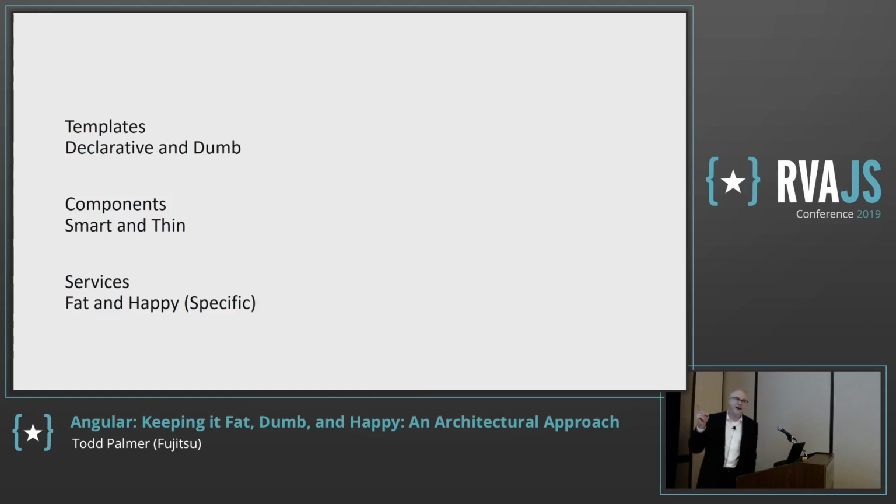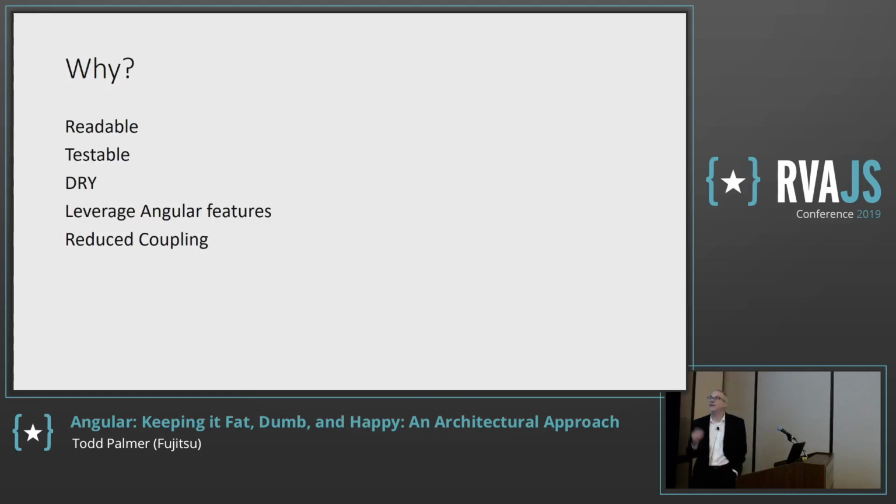So this is the main slide. If you remember this and don't remember anything else in the talk, that'll be fine. This is the one. Your templates should be declarative and dumb. Your components, try to keep them smart and thin. And your services, fat and happy. And by happy, I'm using that as a code word for specific, all right?